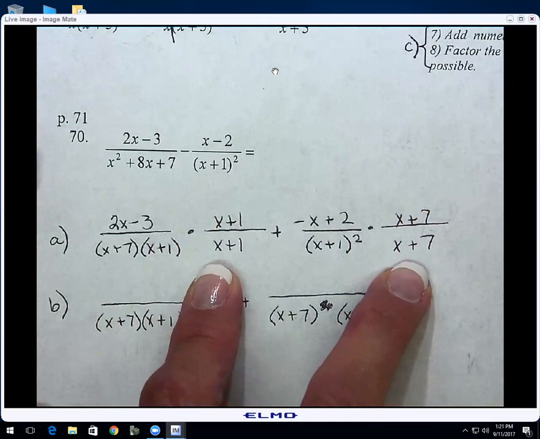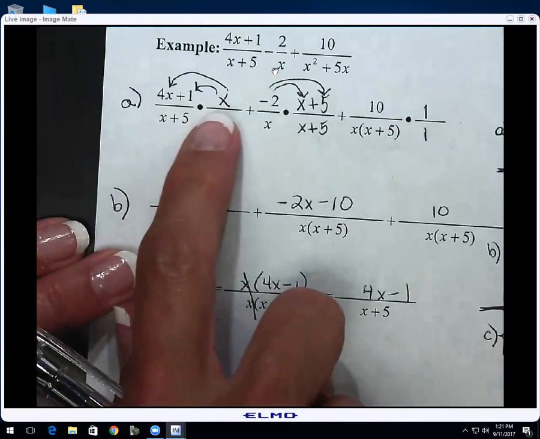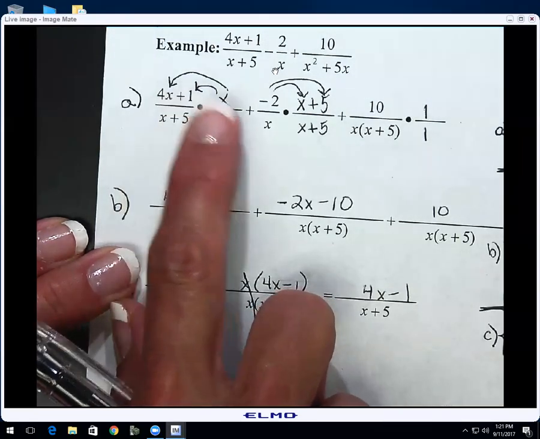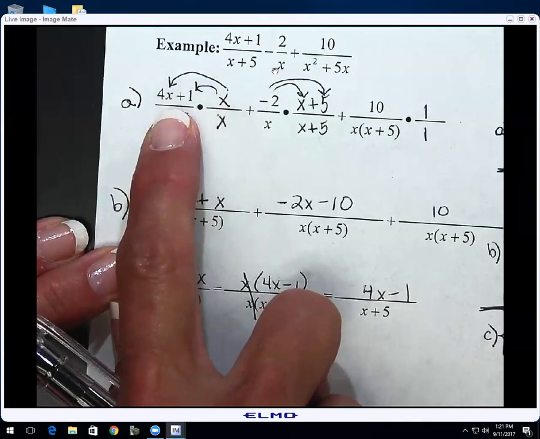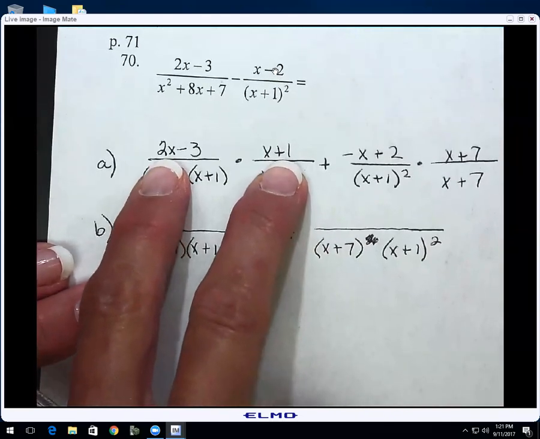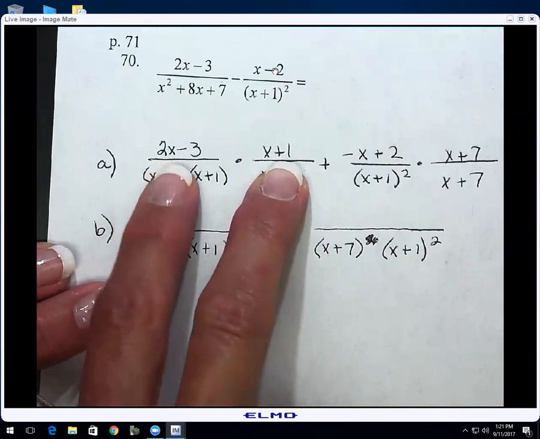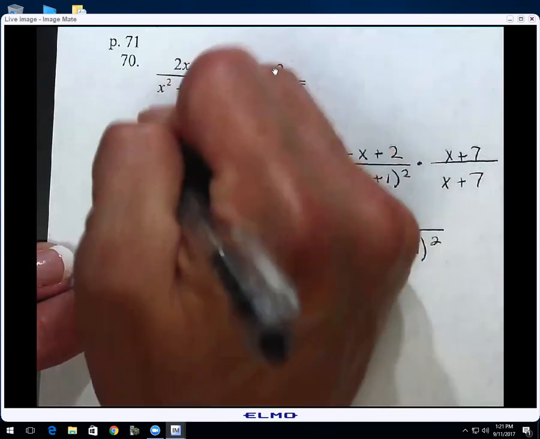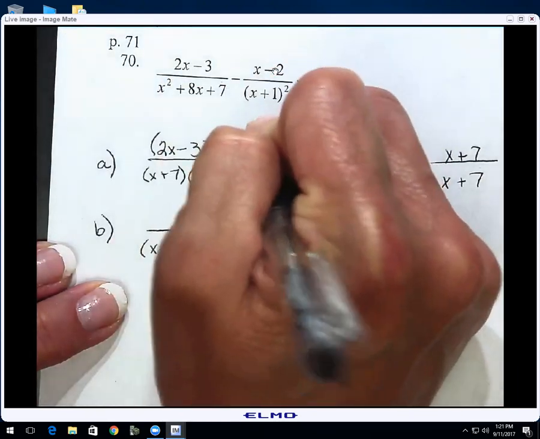There's one thing that makes this problem a little bit harder than the example that I did. In the example that I did, I only had to multiply a monomial times a binomial. I just had to make sure to distribute completely. In this one, I gave you what kind of multiplication do you need to do. This is a binomial times a binomial, so you need to do what? Right. Go ahead and do that and get your new numerators.